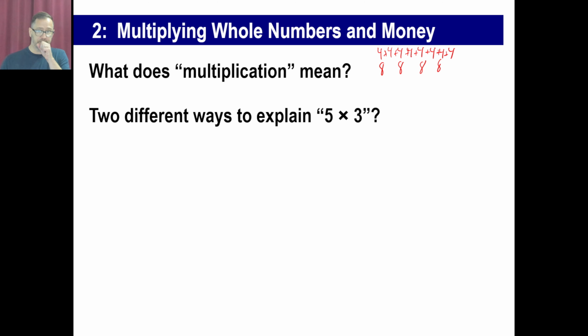All right, so in other words, when you say 5 times 3, if you're explaining to your little brother or something, you're going to go 5 times 3. That means 5, 3 times. Or you can say that's 3, 5 times. There you go. That's multiplication. That's what it means.